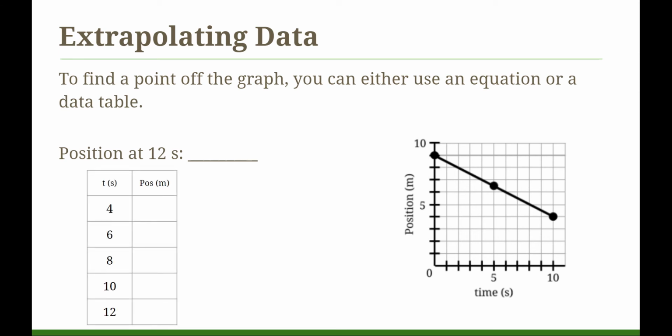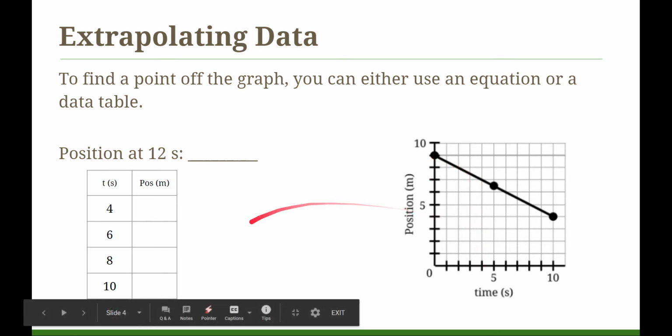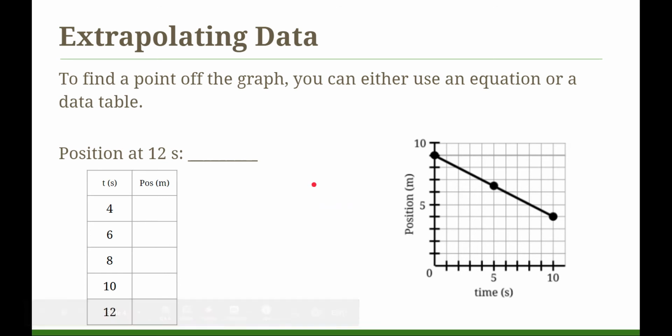If we take a look at this data table, we're just counting by twos here. So we are going to fill it in and try and look for a pattern. So if we start at 4 seconds and then go up to 6, 8, 10, we're just counting by twos, and that eventually gets us to 12 seconds. If we fill in our values, at 4, our position is 7, and then at 6, we're at 6, and then at 8, we're at 5, at 10, we're at 4, and then at 12, we're at 3.